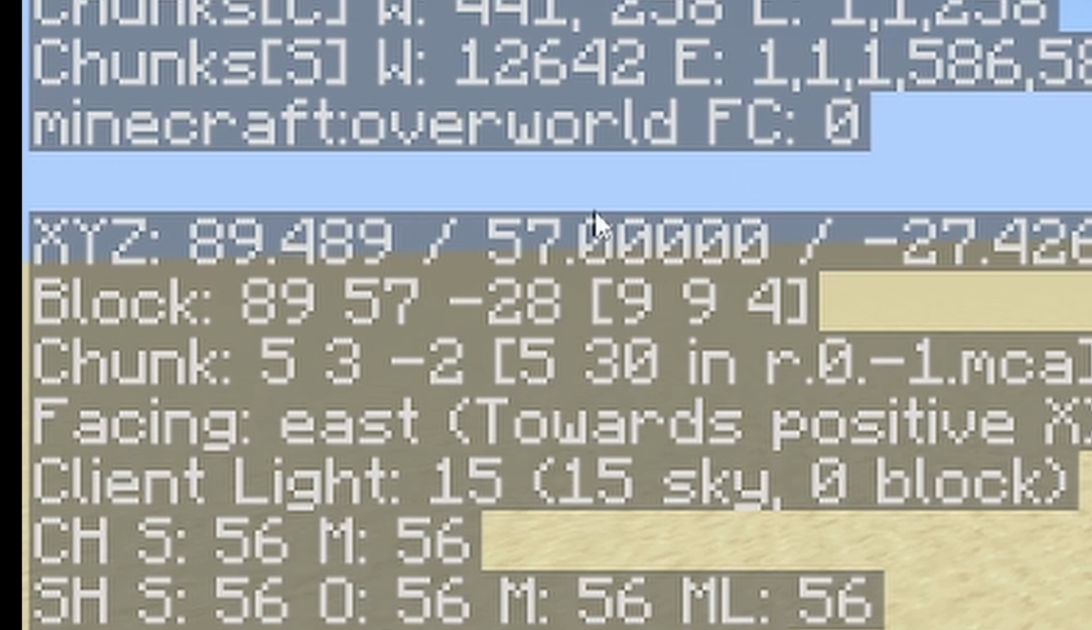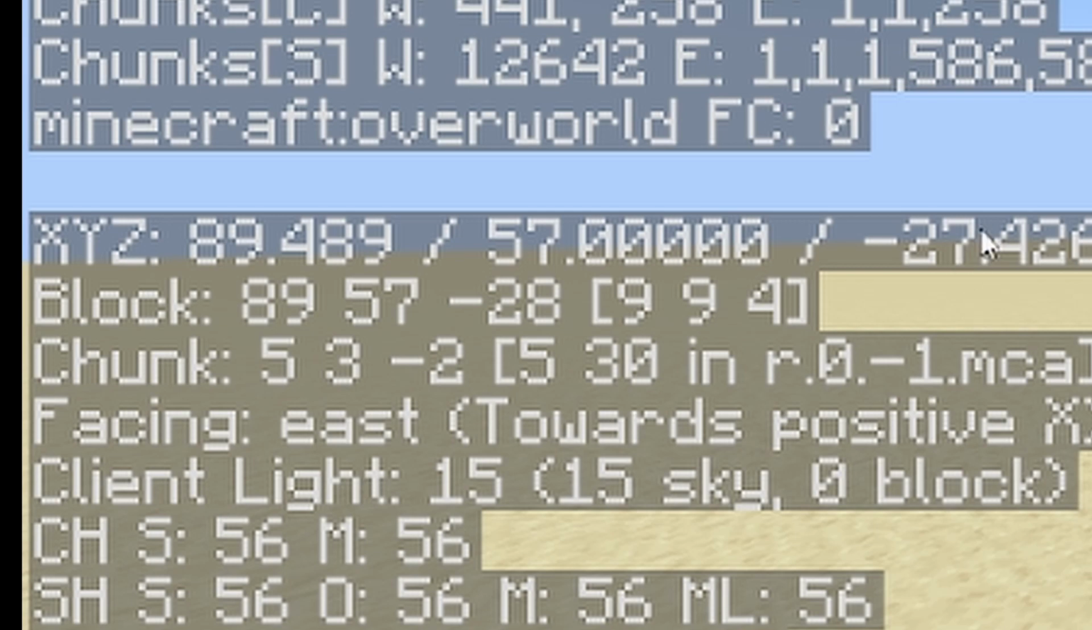Now, the second number here, well, we only got two coordinates left, right? Y and Z, because X is the first one. Now, this is actually the Y coordinate, because it's X, Y, Z. So our X is the first number, 89, our Y is the second number, 57, and our Z is the third number, which is minus 27 in our case.